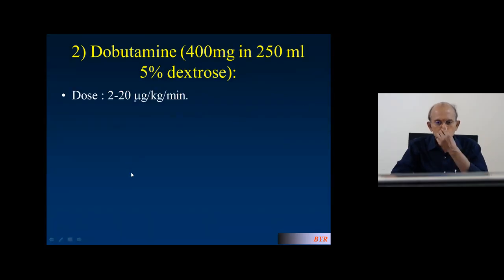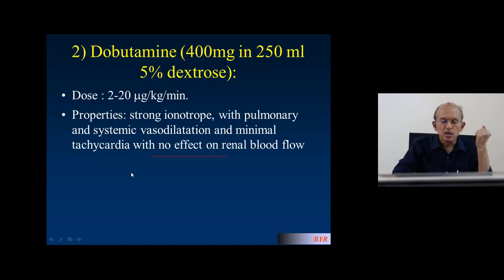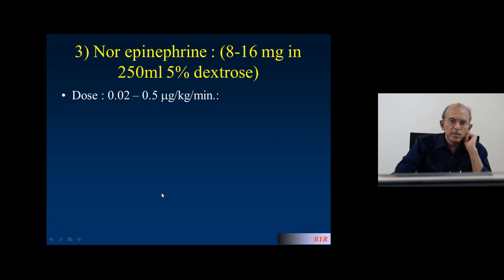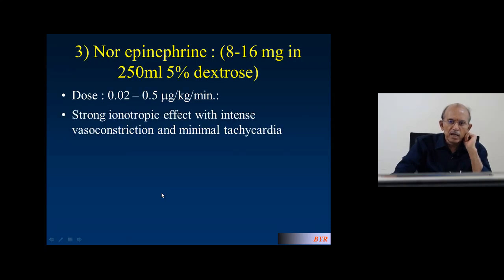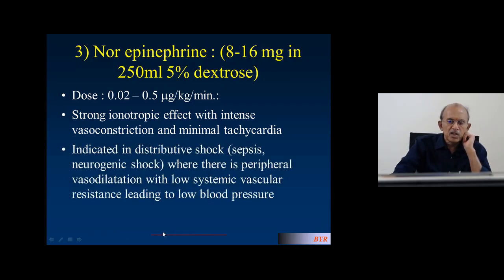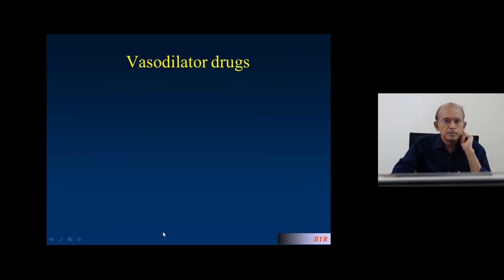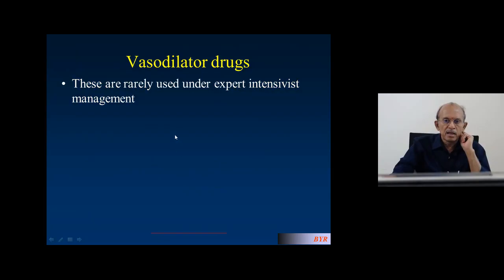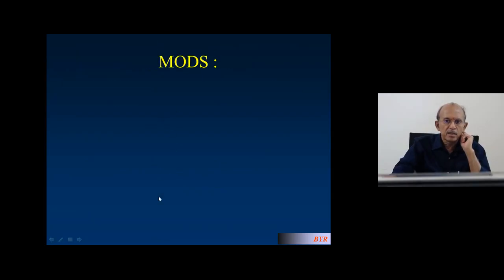Dobutamine, dose 2 to 20 micrograms per kg per minute, is a strong inotrope with pulmonary and systemic vasodilatation and minimal tachycardia, with no effect on the renal blood flow. Norepinephrine has a strong inotropic effect with intense vasoconstriction and minimal tachycardia. It is indicated in distributive shock like septic shock and neurogenic shock, where there is peripheral vasodilatation with low systemic vascular resistance, leading to low blood pressure. Vasodilator drugs are rarely used, only under expert intensivist management.